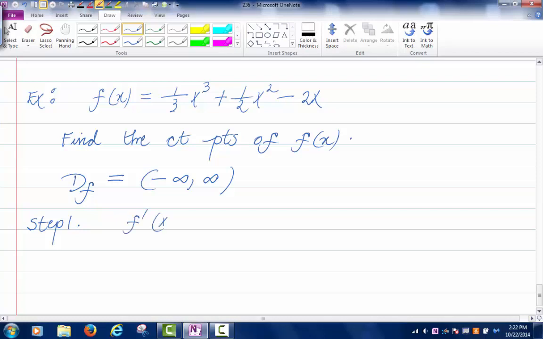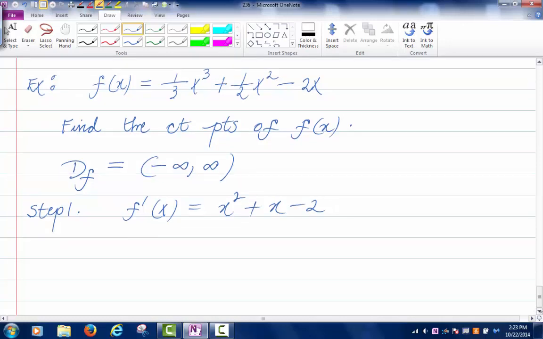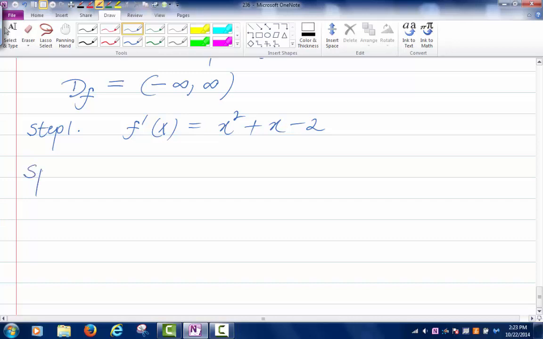So what's the derivative? x squared plus x minus 2, right? Okay, once you found the derivative, remember, what are the critical points again? These are the points where the derivative either vanishes or doesn't exist. So step number 2 would be solve f prime of x equals 0. So you want to find values of x in the domain of f where the derivative is 0.